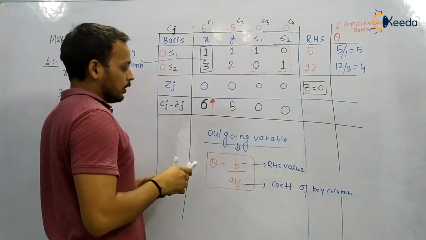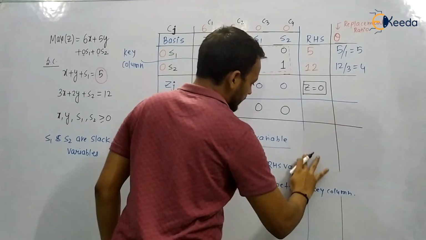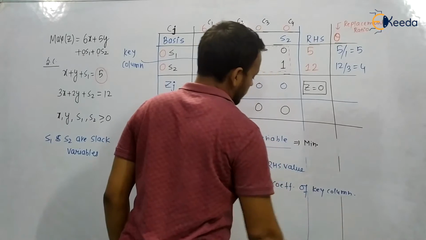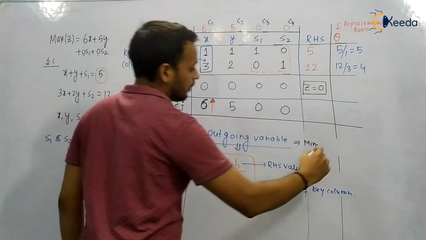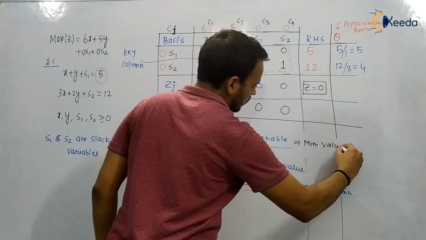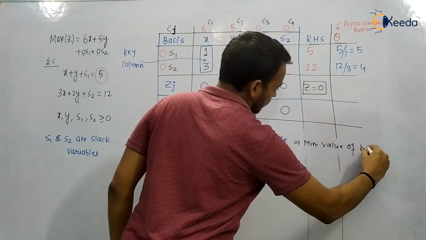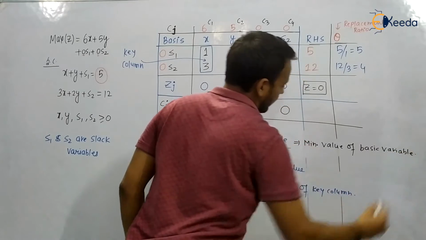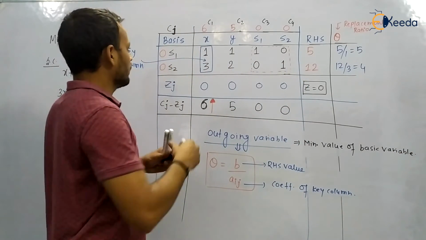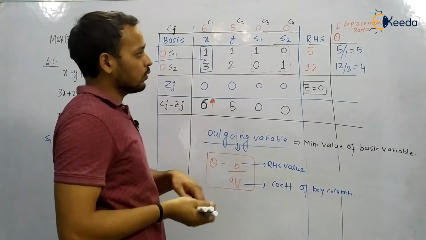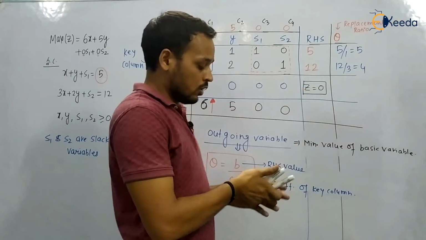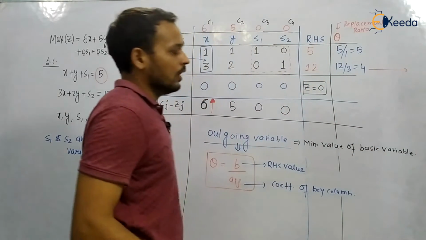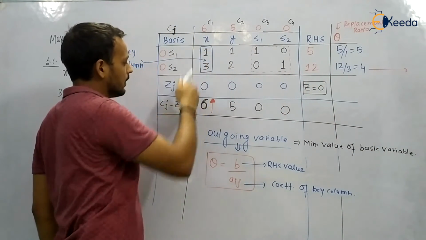Okay, so which of the following is going to be the outgoing variable? We can say the minimum value of the basic variable. Look, S1 and S2 are the basic variables. So which of the following is having minimum value? This 4. So this 4 will be the outgoing variable, and this x will be the incoming variable.